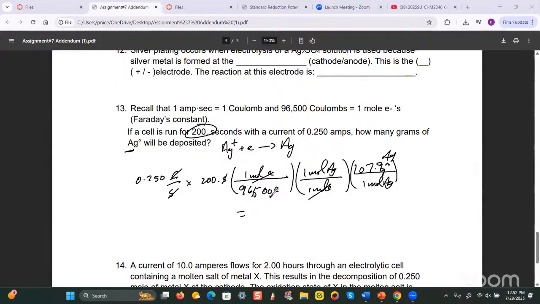And according to my calculations, this works out to be, when rounded to 3 sig figs, 0.0559 grams of silver. And that's how that is done. All right? Any questions about this one? Any questions? No questions? Any questions out there in Zoom?